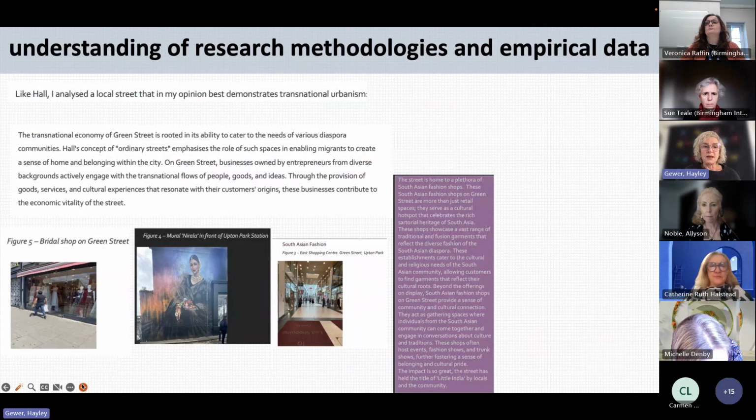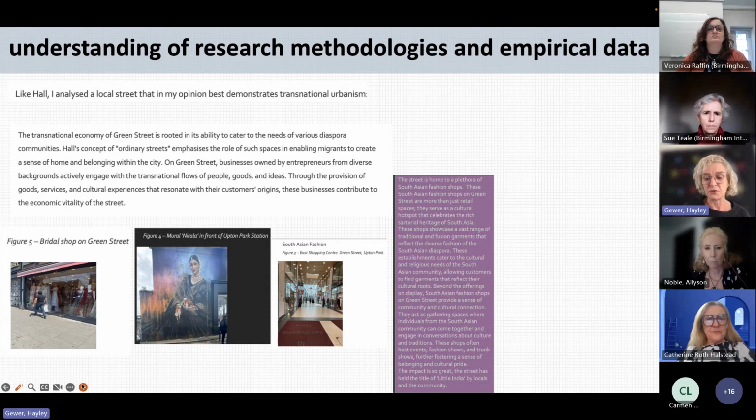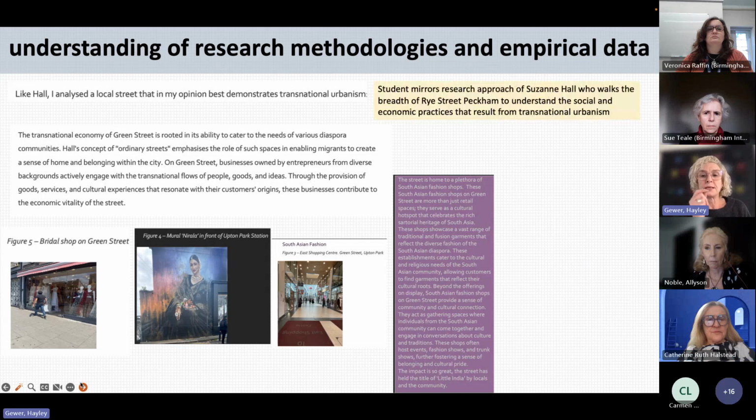So these portfolios also allowed the students to understand different research methodologies and the value of empirical data. During the module, we looked at different ways that cities are theorized and understood and researched, and students were encouraged to think about research methodologies. Here we see an example of a student who has mirrored a research approach by Susie Hall, a sociologist and an anthropologist, who walked the streets of Rye Lane in Peckham to understand the social and economic practices as a result of transnational urbanism. And we see the student taking on this type of methodology.